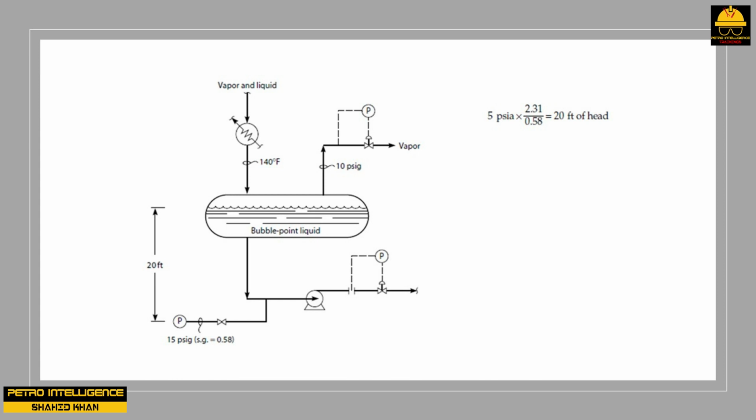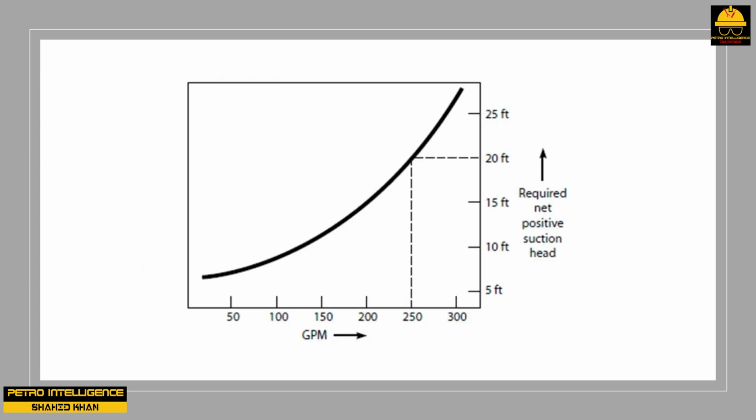The required NPSH of the pump may be read from the picture, regardless of the specific gravity of the liquid being pumped. It shows that at 250 GPM, the required NPSH of 20 feet will equal the available NPSH of 20 feet. Therefore, at a flow rate of 250 GPM, the pump will cavitate. This calculation has neglected frictional losses in the suction line and nozzle, which should be subtracted from the available NPSH.